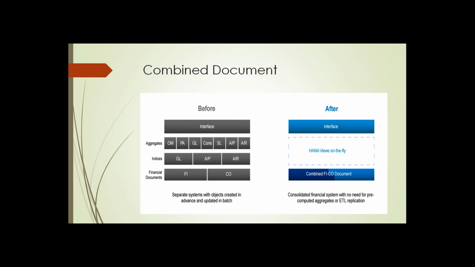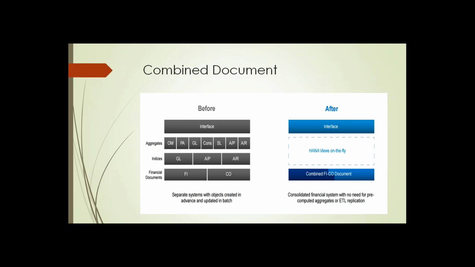Okay, and you don't need any indices, you don't need any aggregates. Why? Because this can be generated on the fly. On the fly means whenever you need it, it will get the data from this combined FICO document automatically.